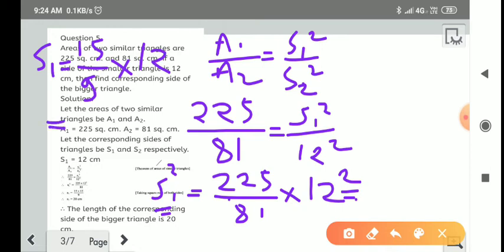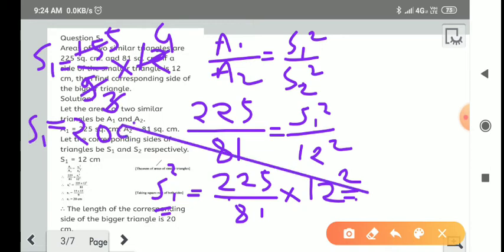Now simplify this. So divide by 3. 3 3s are 9. 3 4s are 12. Then again divided by 3. 3 5s are 15. And 5 into 4 becomes 20. So thus we get S1 is equal to 20 centimeter. Okay. So here thus we find the side of the corresponding bigger triangle. So the length of the corresponding side of the bigger triangle is 20 centimeter.